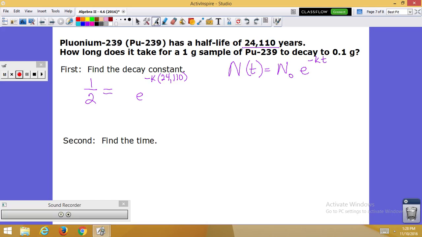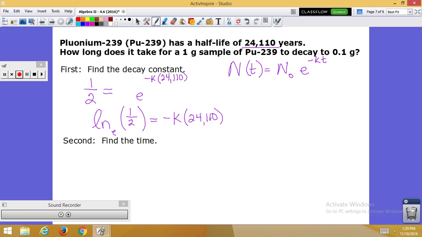I need to solve for an exponent. To solve for an exponent, we use a log. If we are using base e, we want to use a natural log. If I change this to my log equation, it should look like this: natural log, base e, which I wouldn't have to write because natural log is always base e, of 1/2 equals negative k times 24,110. Pick up your calculators and type the natural log of 1/2.